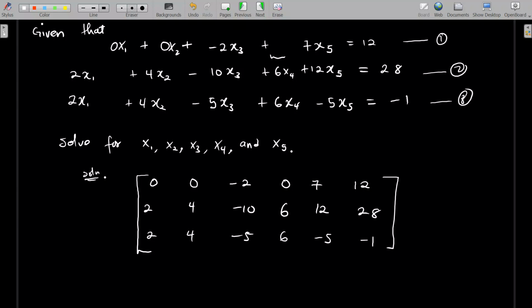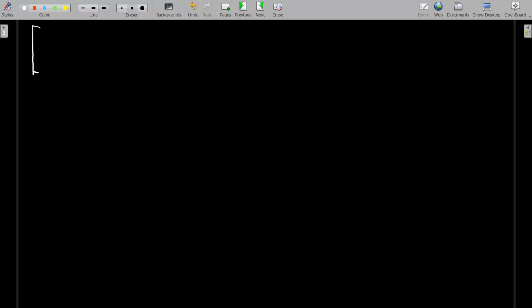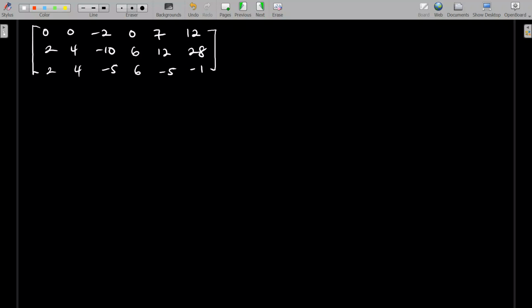Now I'm going to perform my elementary row operations on them. But before then, I have to make sure that the first non-zero value in the first row is 1. But in the first row, I have some zeros here, so I have to switch some rows in order to perform my row reduction, or elementary row operation method. So I'll rewrite the same augmented matrix here, which was 0, 0, -2, 0, 7, 12, then 2, 4, -10, 6, 12, 28, and then 2, 4, -5, 6, -5, -1. So this is my augmented matrix.